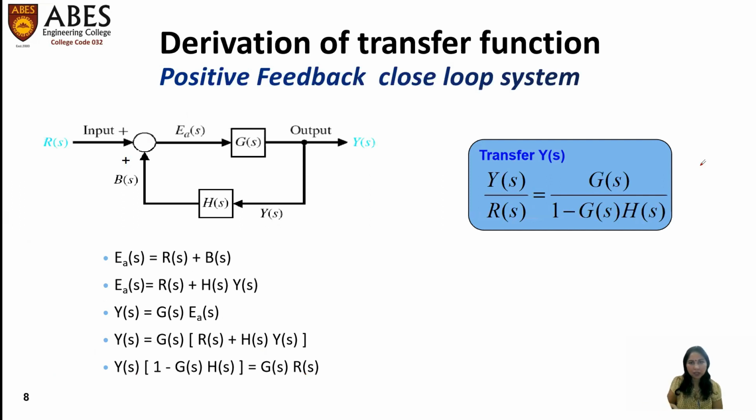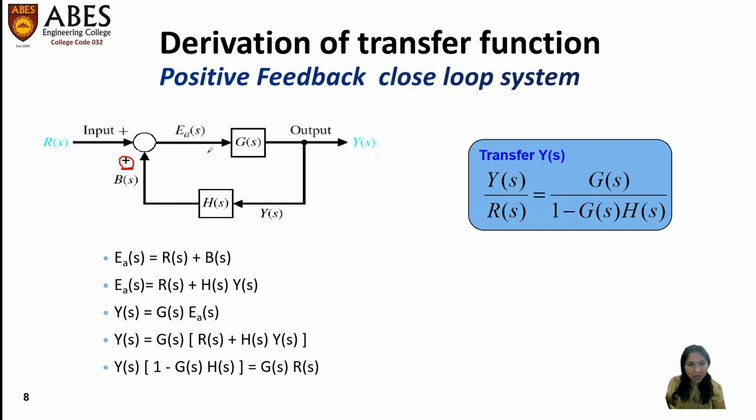Now moving forward, we have to see the derivation of transfer function for positive feedback closed loop system. For this, again, we have considered this transfer function block diagram. This is the closed loop block diagram of the positive feedback system. Why I'm saying positive feedback? Because the sign of the feedback is positive. That's why it is called a positive feedback closed loop system. So now again, we have to derive the expression for transfer function of closed loop system, which is having positive feedback.